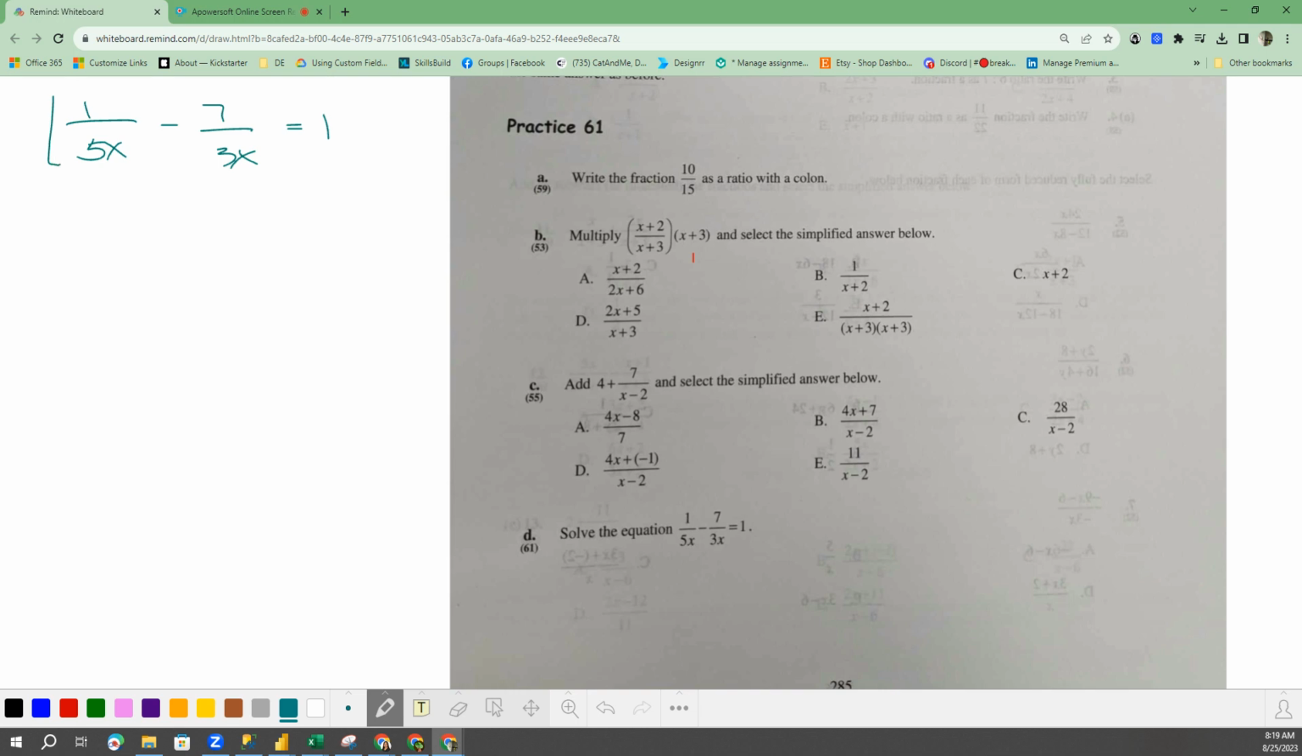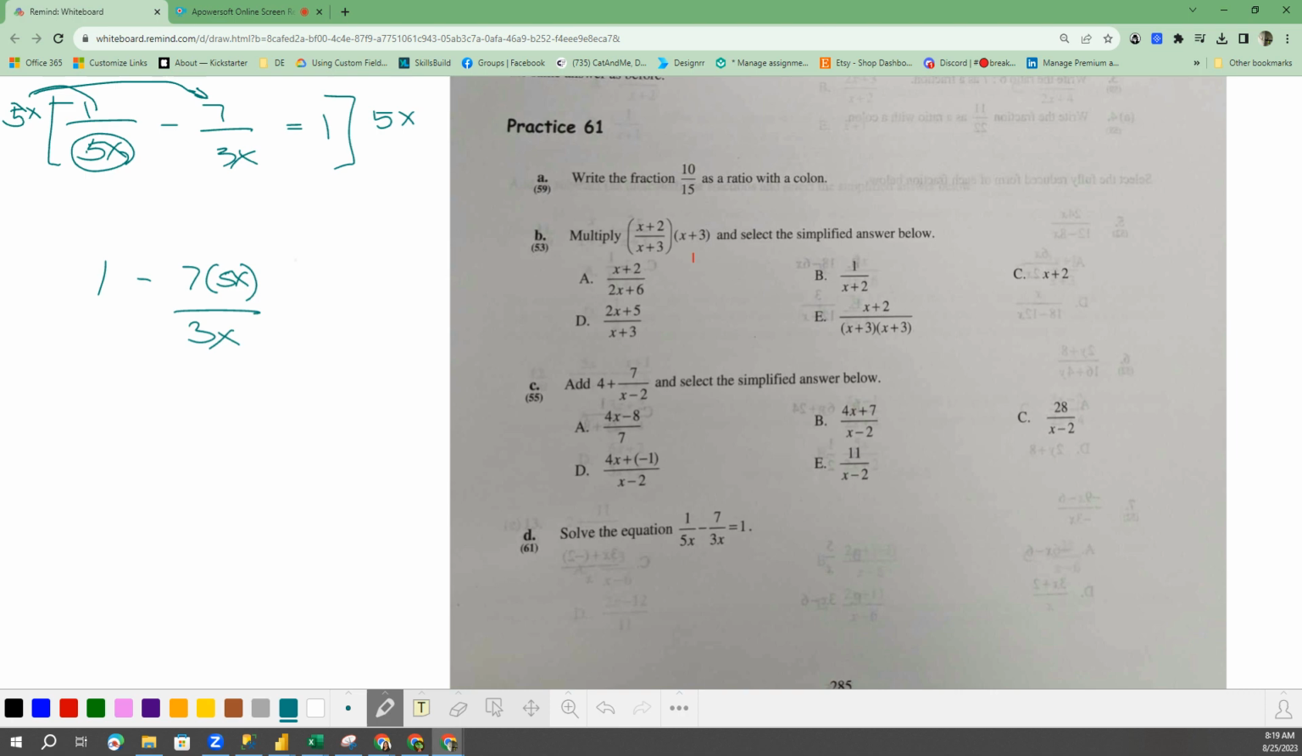Actually, we can do it one at a time. Okay, so let's just do 5x first. I'm going to multiply this one with 5x, and I'm going to multiply the other side with 5x, just to get rid of the 5x. When I multiply this, the 5x will cancel out, so that's going to be just 1. Now, when you multiply 5x with this, let's just write it out. So minus 7 times 5x over 3x, right?